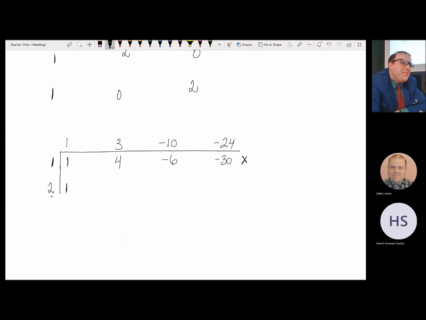1 times 2 plus 3 times 2 is 10, minus 10 is 0. I can stop because I know I'm not going to get a remainder of 0. In this case, the remainder is -24. That means f of 2 is -24, so that's not a 0.